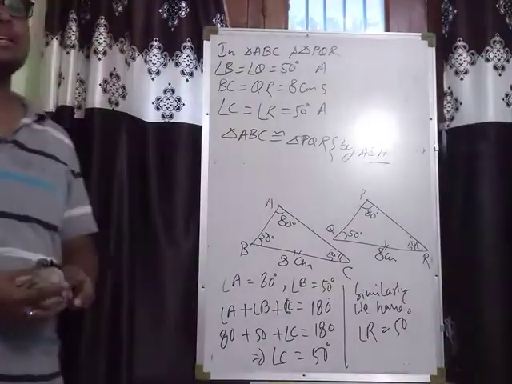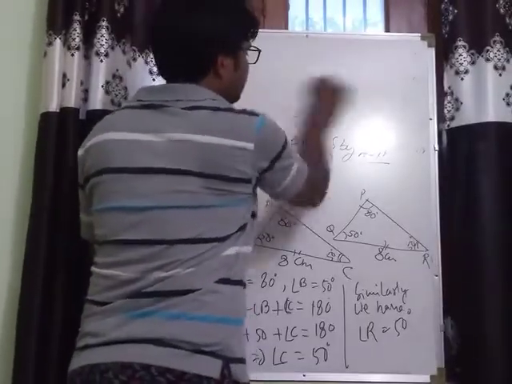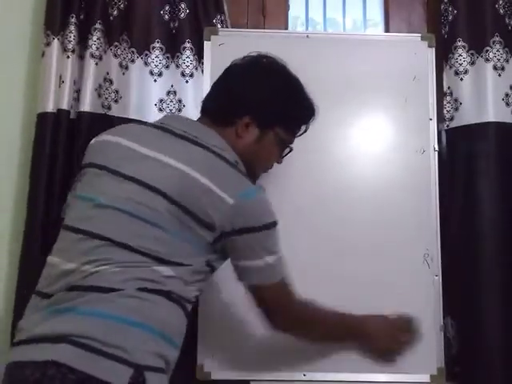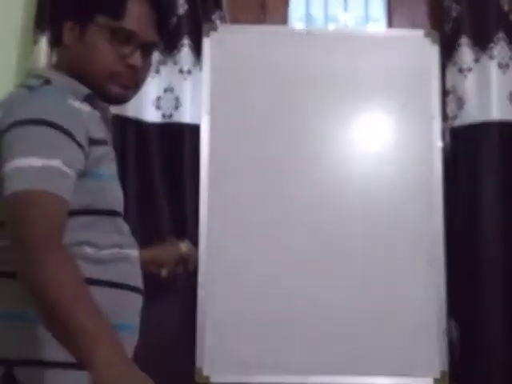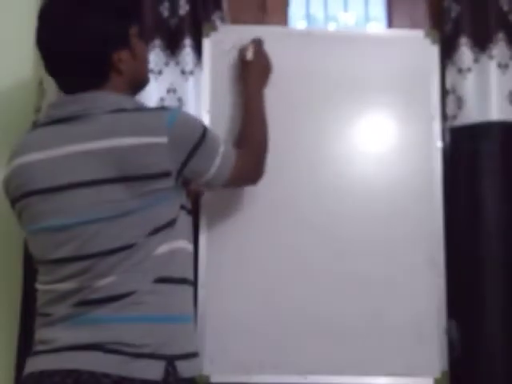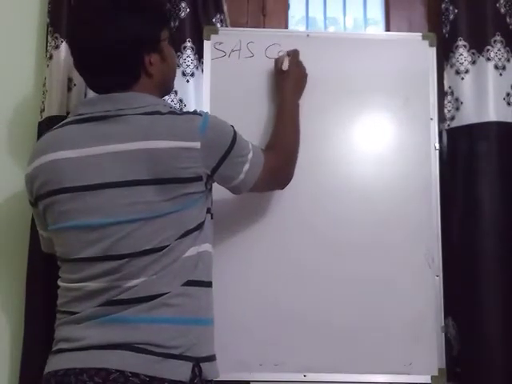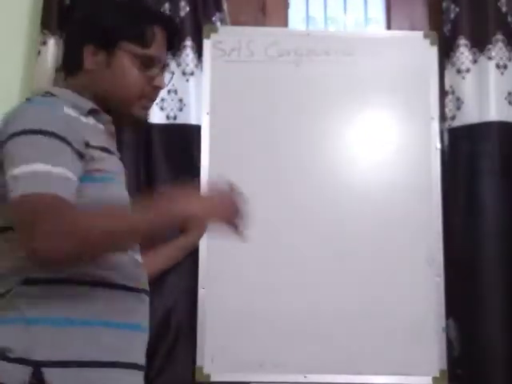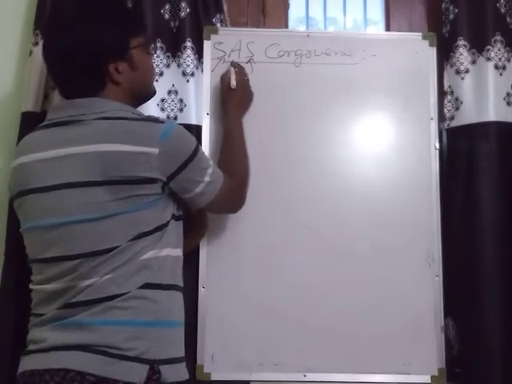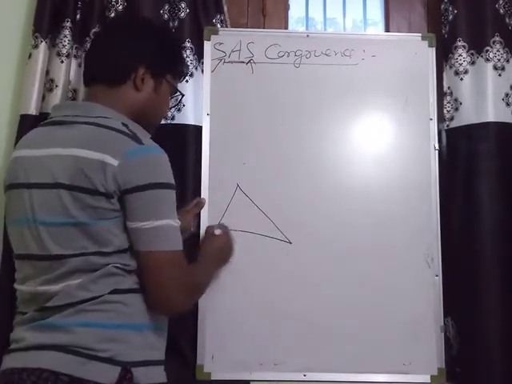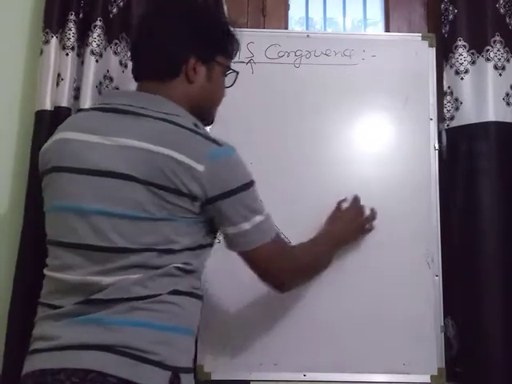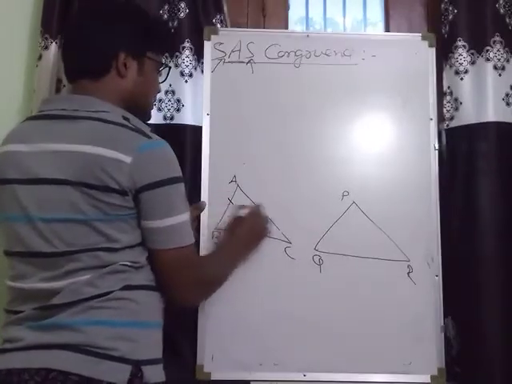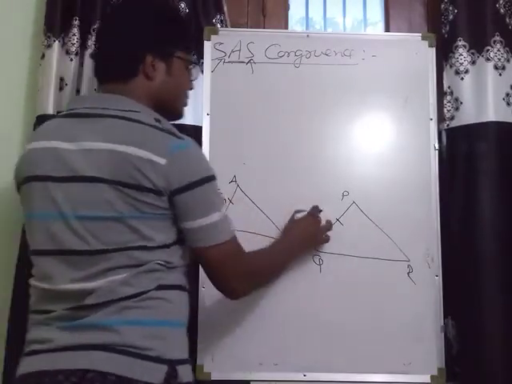that is SAS congruency. You can see, and in class 7th you have read about it. Two sides and included angle. Consider a figure. Suppose this side is equal to this one, 5 centimeter. This is also 5 centimeter.